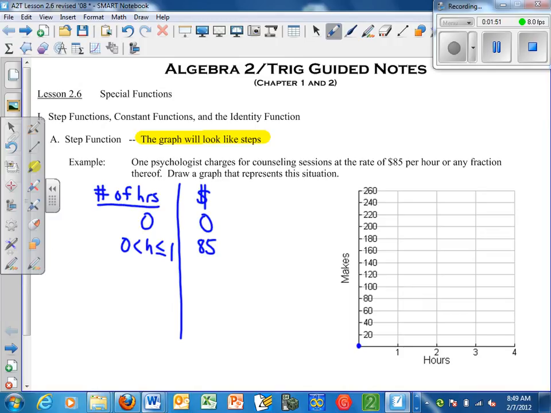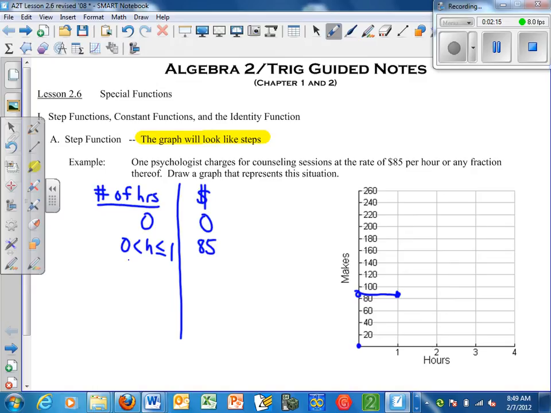Now, because at 0 we were down at 0, 0, I'm going to draw an open circle at 85 on the vertical axis. And then we're going to be at 85 for everyone in between here, all the way over, including 1 hour. And there's going to be a closed circle right there. So everything in between, not including 0, we're at $85.